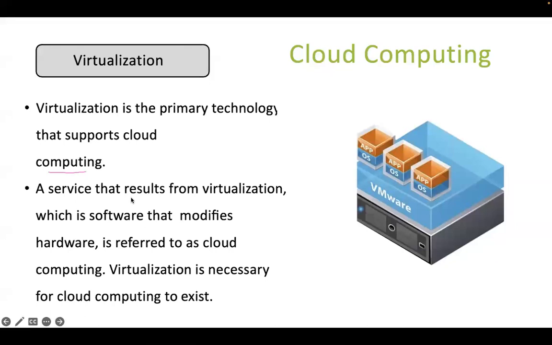What is virtualization? Virtualization is a primary technology that supports cloud computing. The server that results from virtualization is created by software that models hardware. Two types of virtualization are there: one is based on software, the second is based on hardware. What we discussed in the example is software-based virtualization, and Amazon will provide you hardware-based virtualization. It will provide you the infrastructure, the hardware parts.